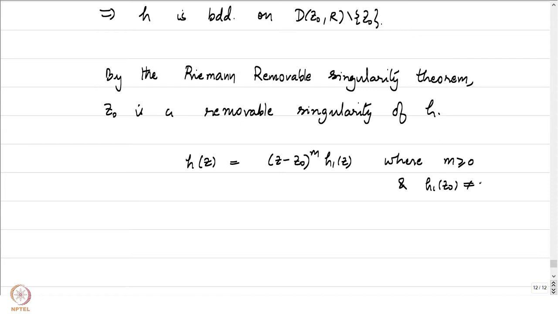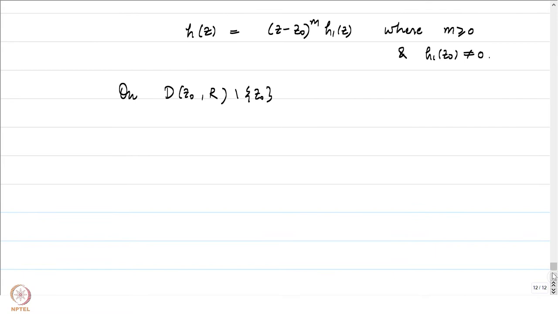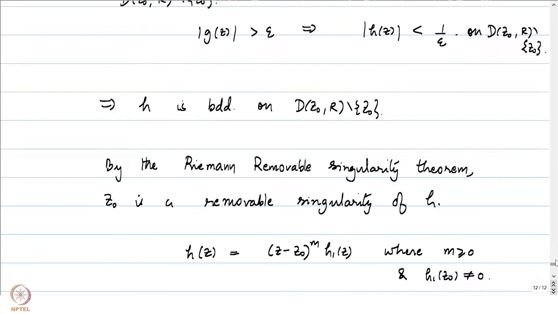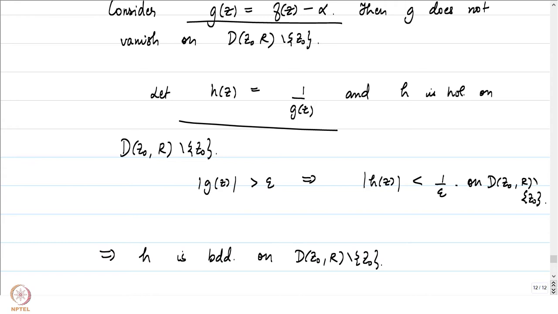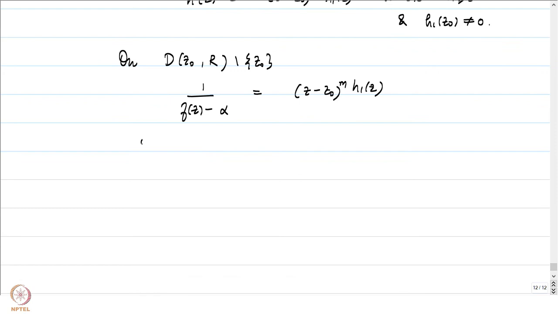So, by going down to a smaller neighborhood if needed, I will not call the smaller neighborhood anything else, let me just call it D(z0, R), and on it we then have, what was h(z)? h(z) was basically 1 by g(z), just go up and see what it was. And what was g(z)? g(z) was just f(z) minus alpha, right? So, let me just write that down. We have 1 by (f(z) minus alpha) written as (z minus z0) to the power m times h1(z), and therefore f(z) is going to be equal to 1 by h1(z), which is a holomorphic function because it doesn't vanish.